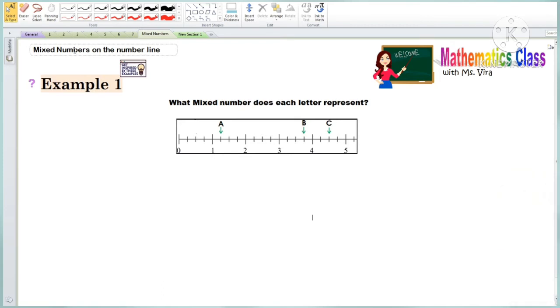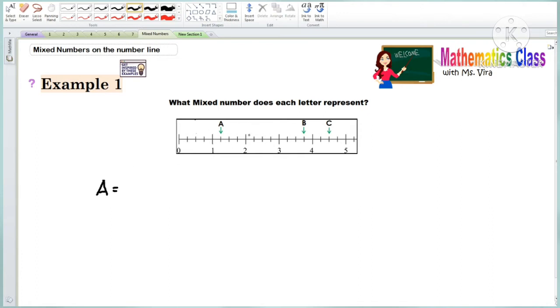Today's lesson we are going to talk about mixed numbers on the number line. Let's see example number 1. What mixed number does each letter represent? Here we have letter A, B, and C. As we know, a mixed number is a mix between a whole number and a proper fraction.